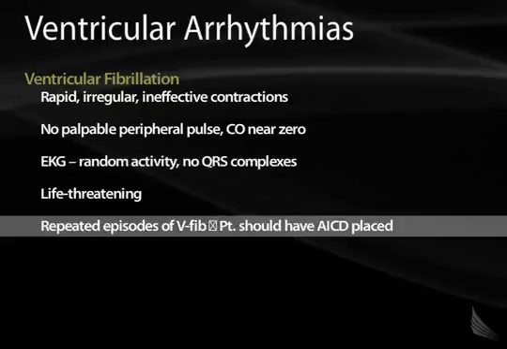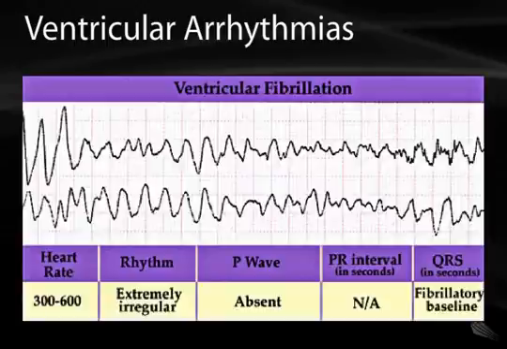And patients that have repeat episodes of ventricular fibrillation and ventricular tachycardia should have an automatic internal cardiac defibrillator placed, or an AICD. Here you can see a patient who's in ventricular tachycardia on the left that degenerates into ventricular fibrillation on the right.